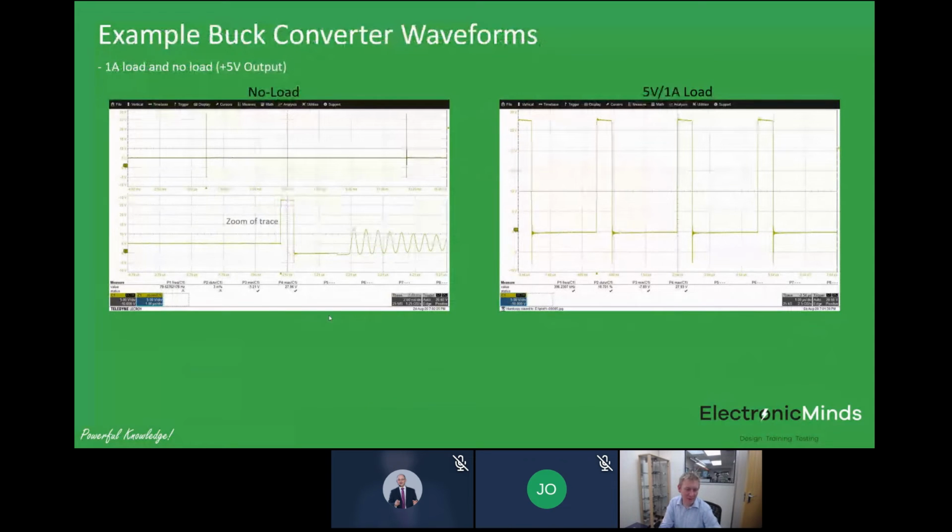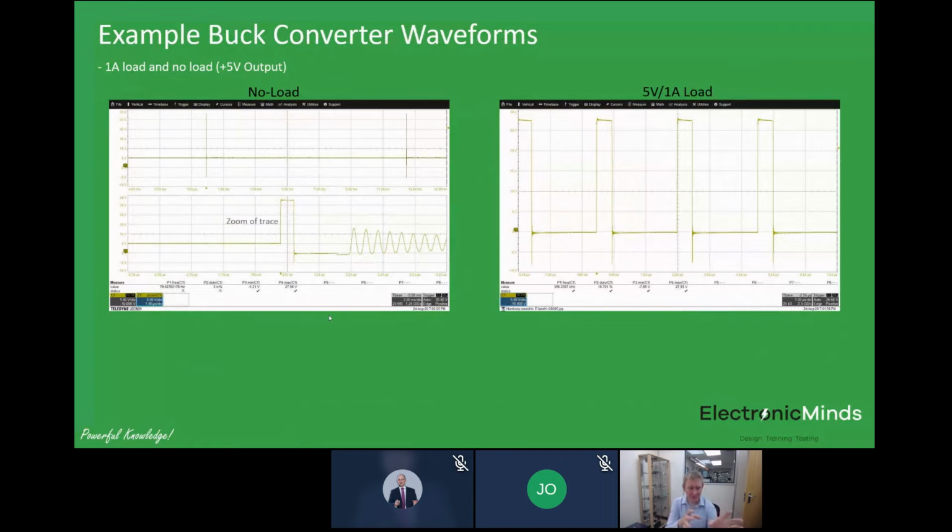In terms of then what happens in a real power converter, this is an example plot from a buck converter I actually had on the bench. This particular buck converter was running from about a 30-volt input down to a 5-volt output, at up to about 1 amp load. And the reason I quite like this as a demonstration is this particular controller that's utilized in this buck converter has a variable frequency operation.